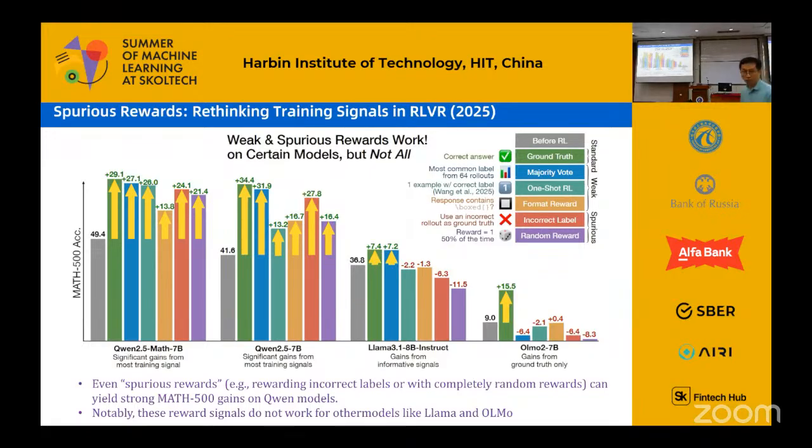Could you please comment on the spurious rewards, especially incorrect or random rewards? Why do you think it improves the quality of the model? And taking this into account, how might we rethink the training process of LLMs?